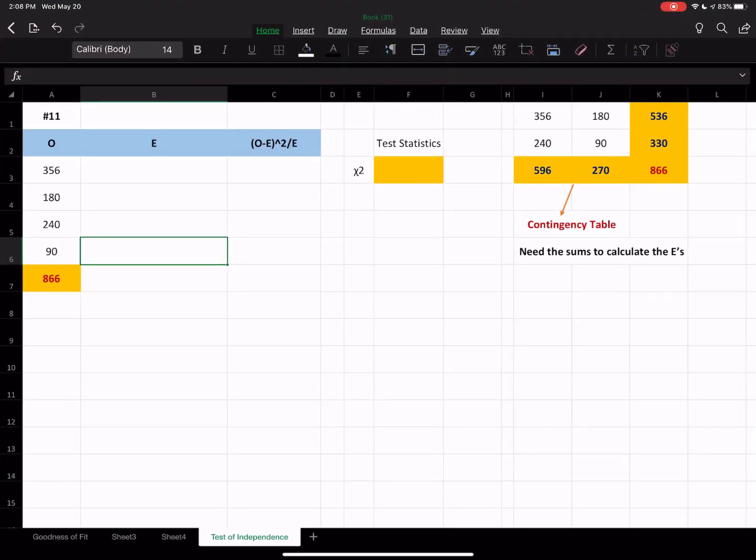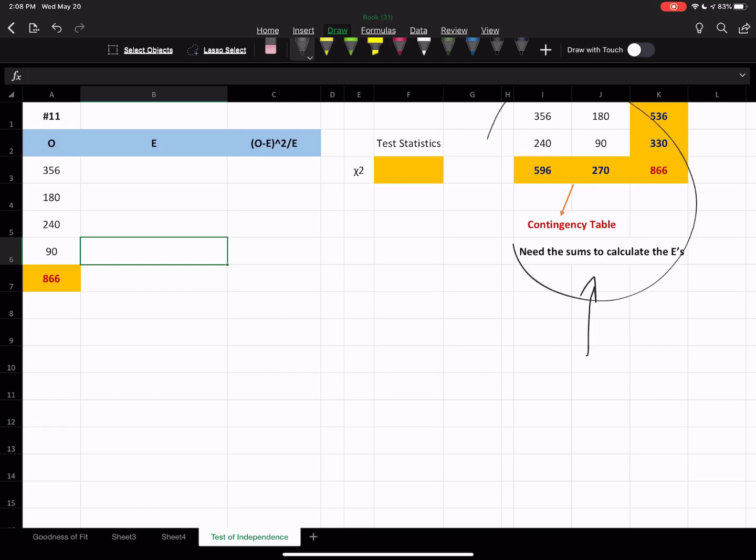There we go. So I have it all set up for you. It's number 11. I have the contingency table drawn for you. Here's the contingency table, which means you have to find all the sums, row sums, column sums, and everything. And I have the table set up.